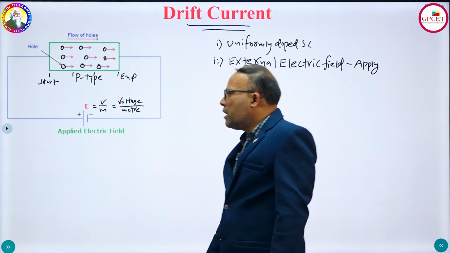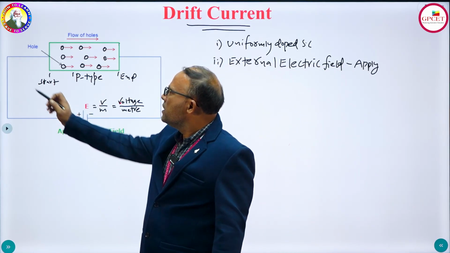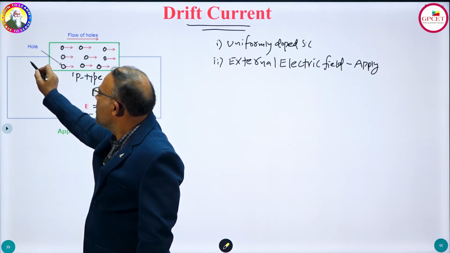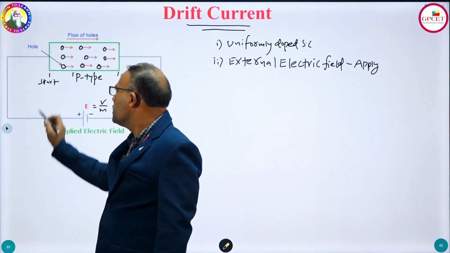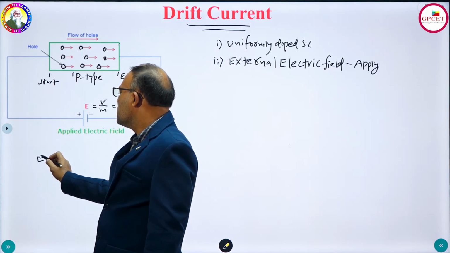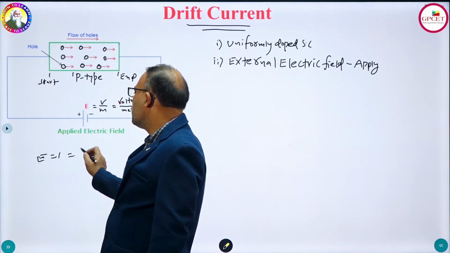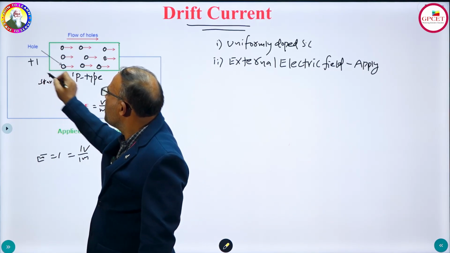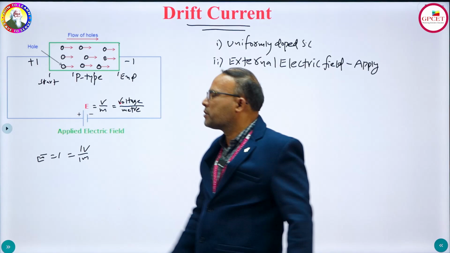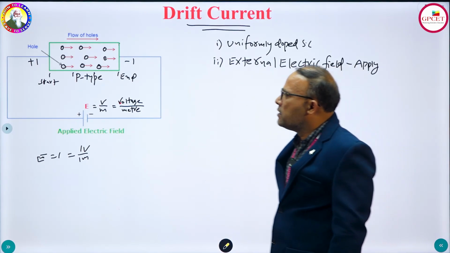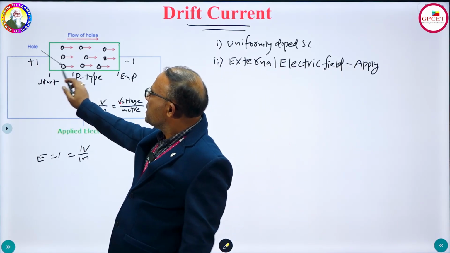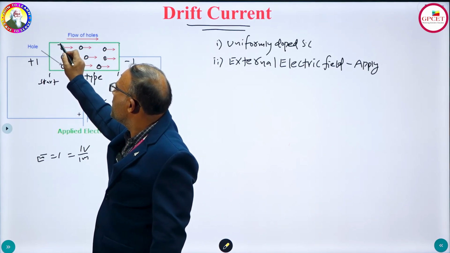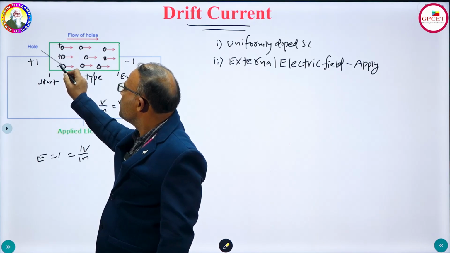Now I am applying this electric field intensity here. For example, here I am applying E equal to 1, which means 1 volt per 1 meter. That means here I am applying +1, and here I am applying -1. So what happens? If I apply +1, then the charge carriers present near this point, which are holes, are positively charged particles. Here this is a positive, this is a positive.